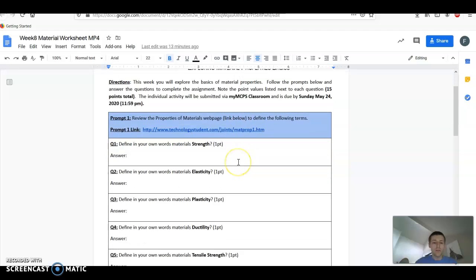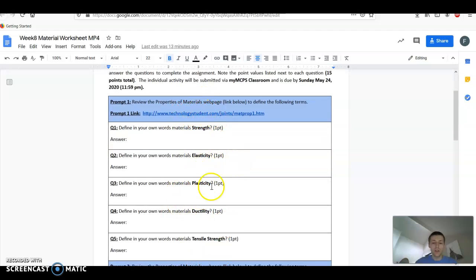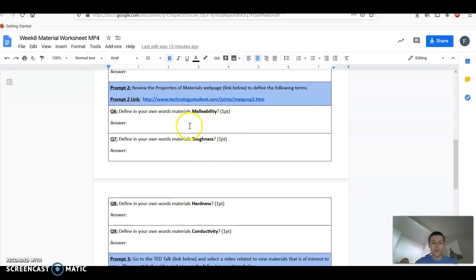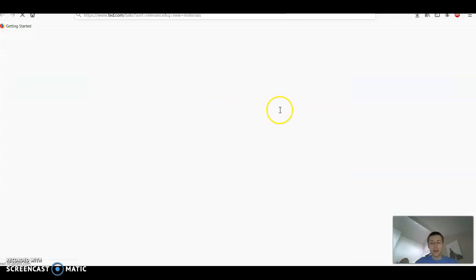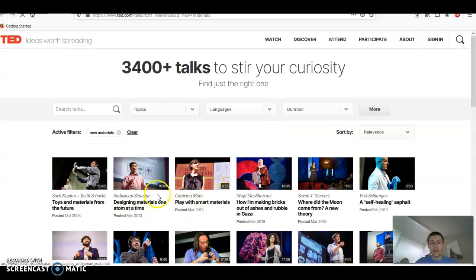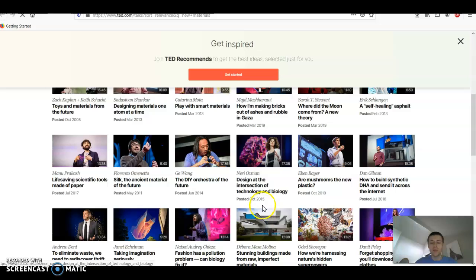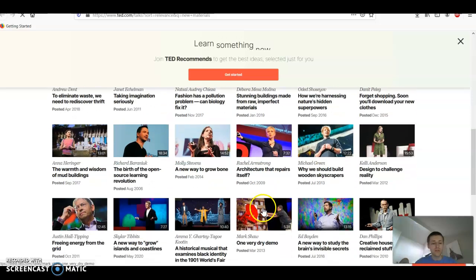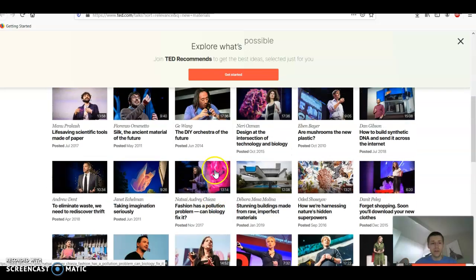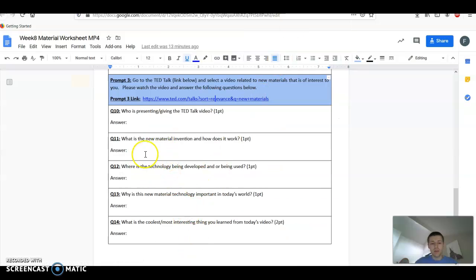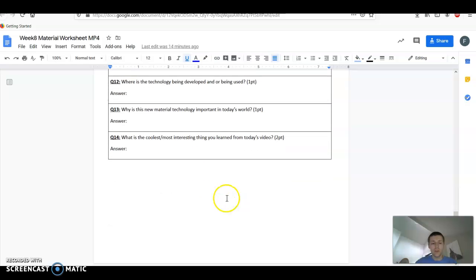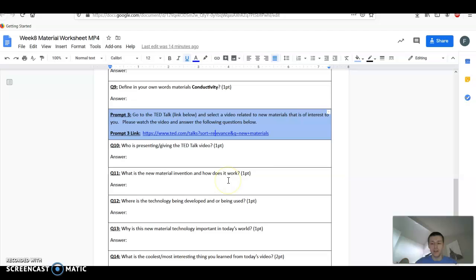This is your assignment for the week. Really straightforward. You're going to go to this website and define a couple of terms. You're going to go to this other website and define a couple of other terms. And then you're going to go to this link and pick whatever TED Talk you like about new materials. There's lots to choose from, so maybe pick something that speaks to you. Are you more interested in open source learning, or what appeals to you? Toys, maybe? Who knows? Pick one of these, watch it, and then answer these questions right here. Who's talking? What did you get out of it? What materials are they innovating on?